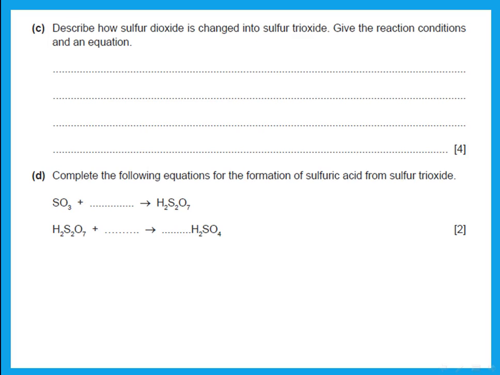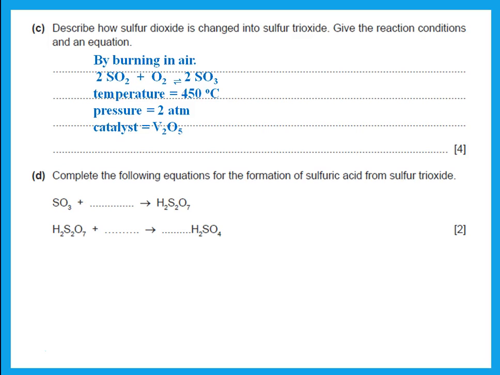Okay, describe how sulfur dioxide is changed into sulfur trioxide and give the conditions and an equation. How is sulfur dioxide changed into sulfur trioxide? We said burning in air, so sulfur dioxide plus oxygen gives sulfur trioxide. And what are the conditions? Temperature 450 degrees centigrade, pressure 2 atm, catalyst vanadium oxide V2O5.